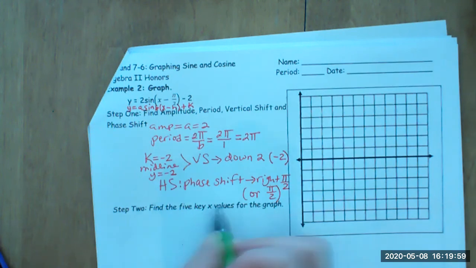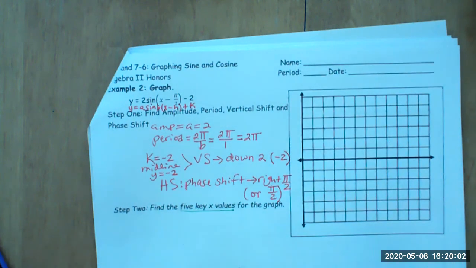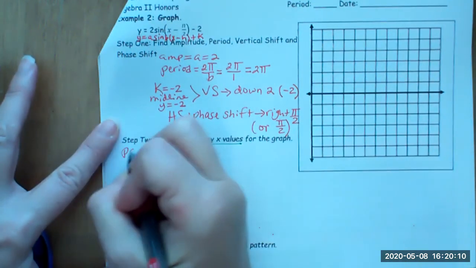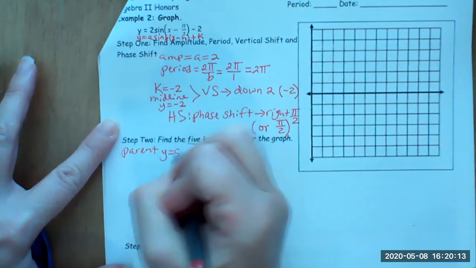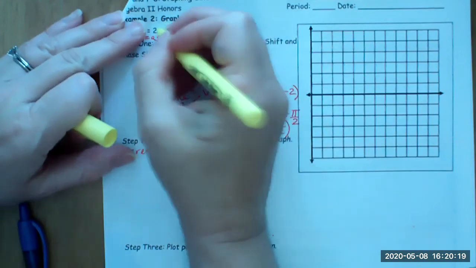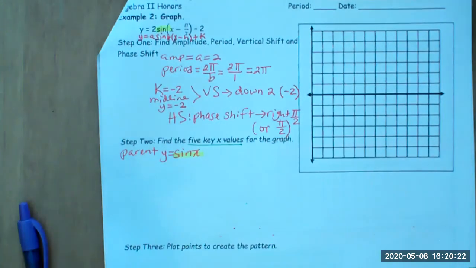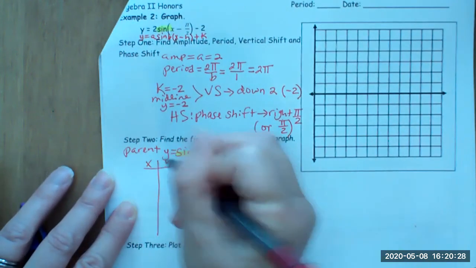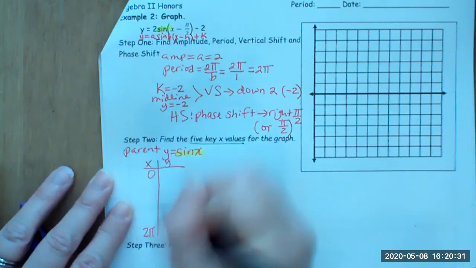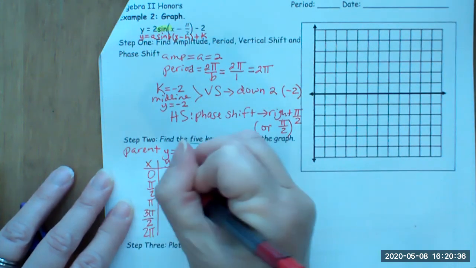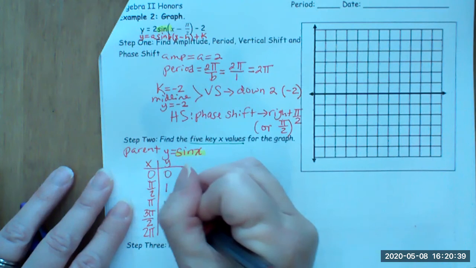So we're going to find 5 key x values for the graph, okay? We're going to start with using the parent and then transforming the parent, okay? So for the parent, which is y equals sine of x. So pay attention, we're back to sine. Again, you've got to pay attention to whether you're dealing with sine or cosine, so you use the correct points. So looking at that parent, we're going to start at 0 and go to 2 pi, right? So we have 0, pi over 2, pi, 3 pi over 2, and 2 pi, and 0, 1, 0, -1, 0.